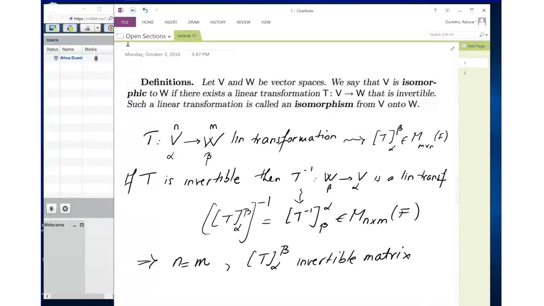Okay, so now when there exists a linear transformation T that is invertible from a vector space V to a vector space W, we're going to say that V is isomorphic to W. Okay, and we're going to call this linear transformation an isomorphism from V to W.